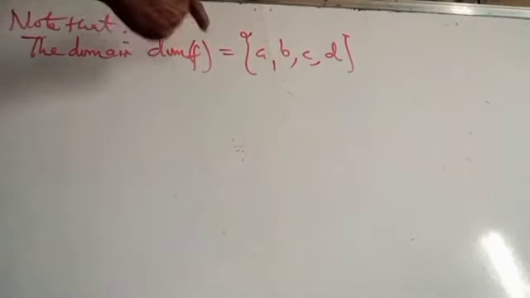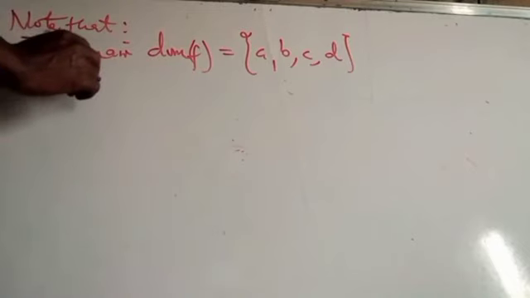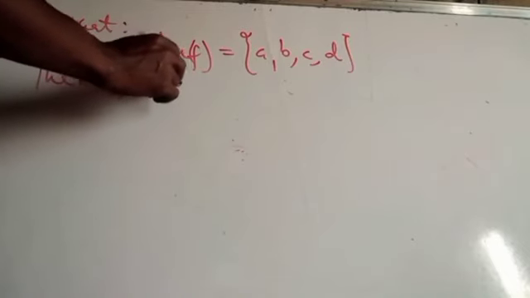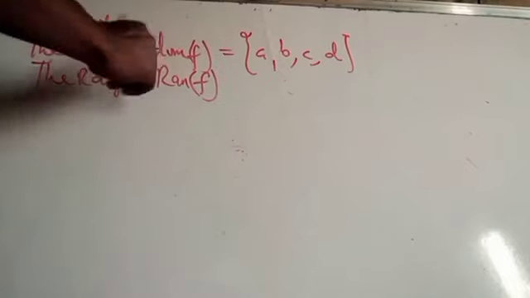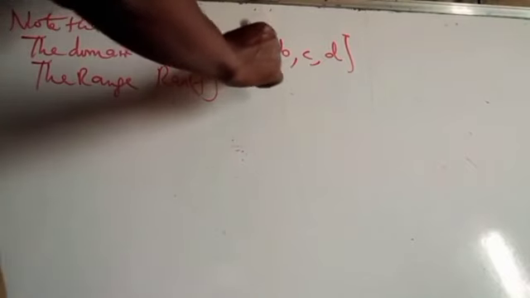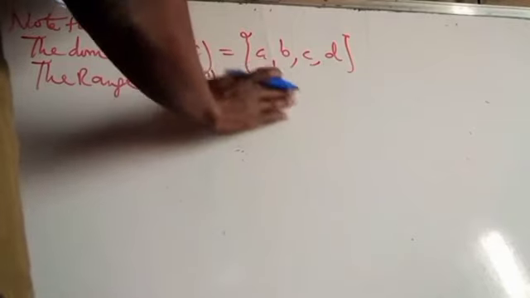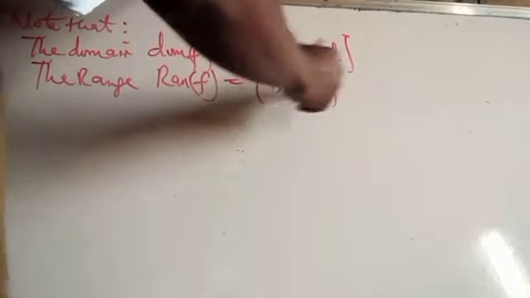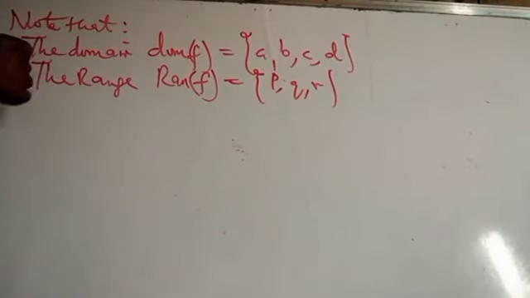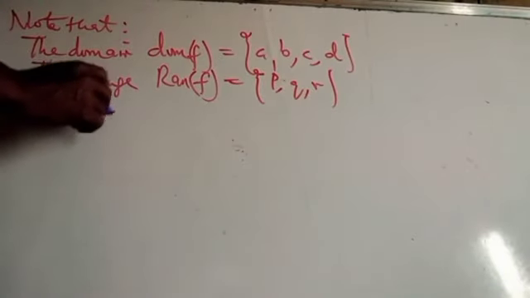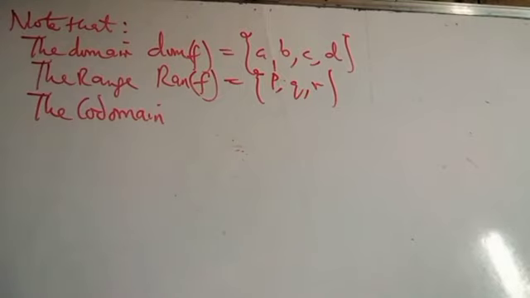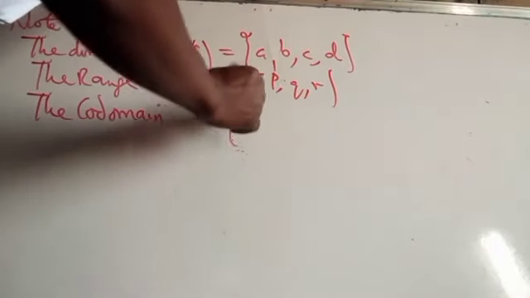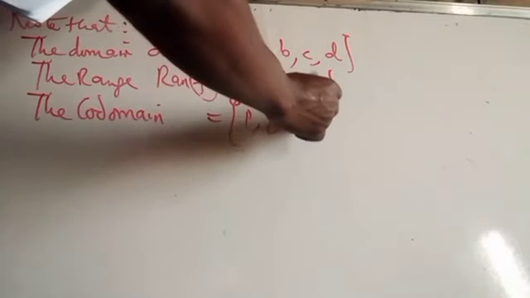Remember, we represent sets using curly brackets, braces, okay? So why the range? The range, that is Ran of f, is the set P, Q, R. These are the ones that are mapped. Now, the codomain, that's everything now, is the set P, Q, R, S, T.